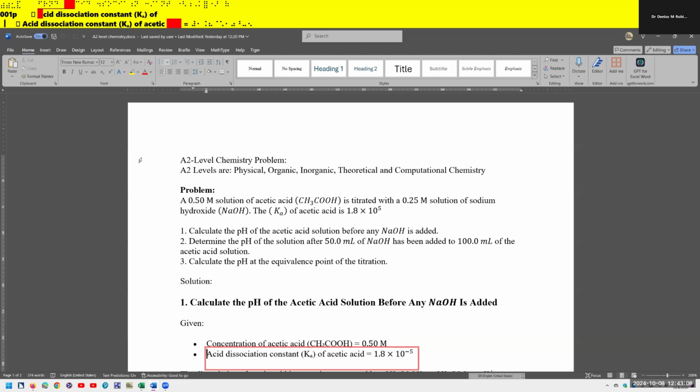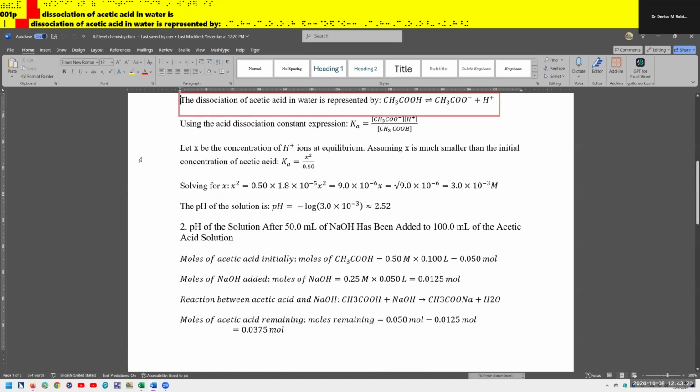Okay, and on your Braille display, you can also read absolutely every single item here. So if you're not understanding Ka, you can, of course, move to that and see exactly what that feels like and is. The dissociation of acetic acid in water is represented by CH3COOH is in equilibrium with CH3COO superscript minus plus H superscript plus.